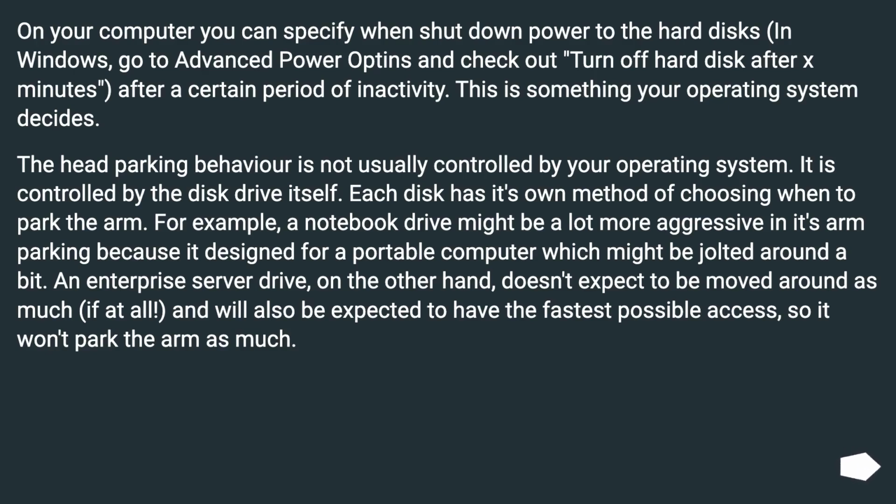Each disk has its own method of choosing when to park the arm. For example, a notebook drive might be a lot more aggressive in its arm parking because it's designed for a portable computer which might be jolted around a bit. An enterprise server drive, on the other hand, doesn't expect to be moved around as much, if at all, and will also be expected to have the fastest possible access, so it won't park the arm as much.